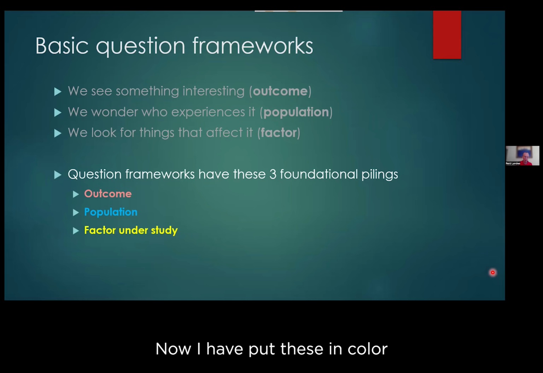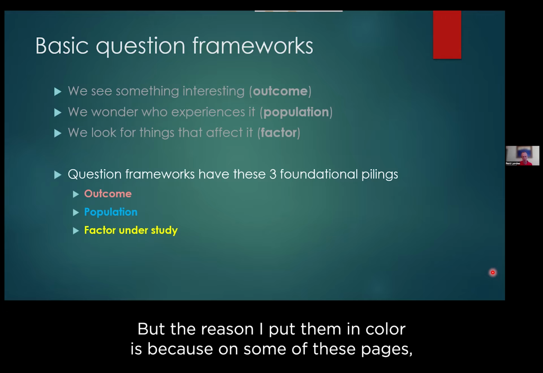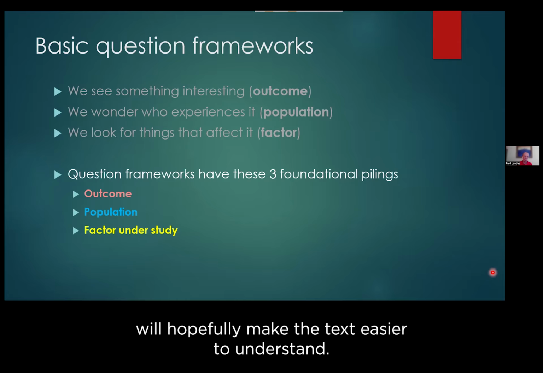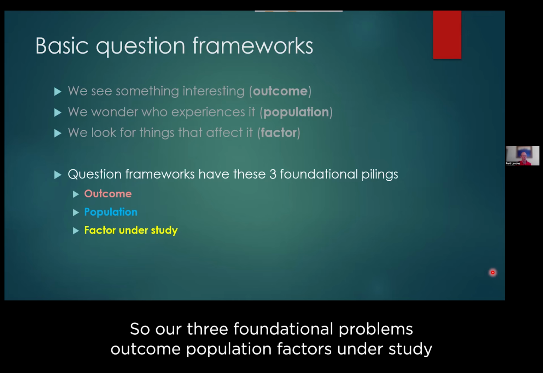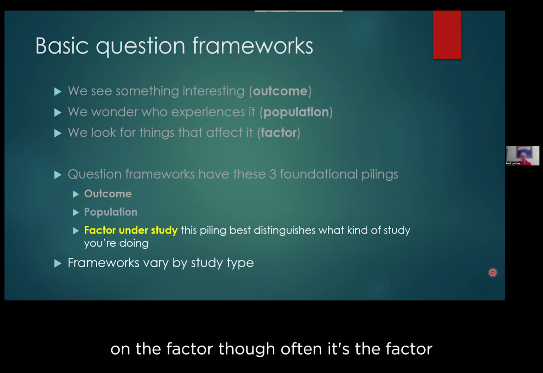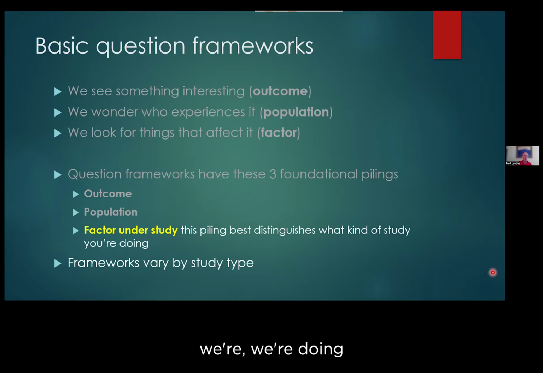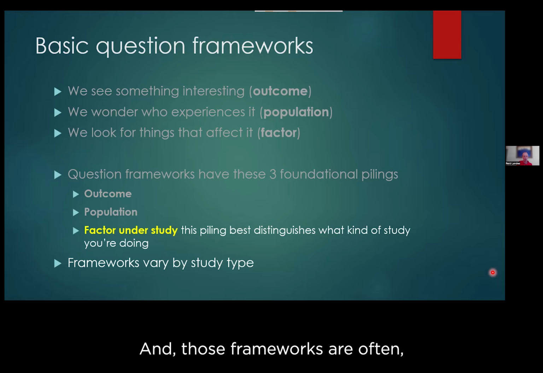Now, I have put these in color, and hopefully the colors don't mess with your eyes too much. The reason I put them in color is because on some of these pages, I have a bunch of text, and these colors will hopefully make the text easier to understand. So our three foundational pilings: outcome, population, and factors under study. On the factor, though, often it's the factor under study that best distinguishes what kind of study we're doing. Like home foundations, the framework for the study type varies, but it does have these three foundational pilings in them. Those frameworks can often be defined by the factor under study.